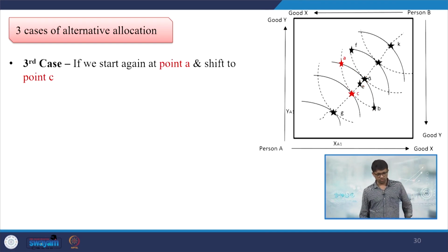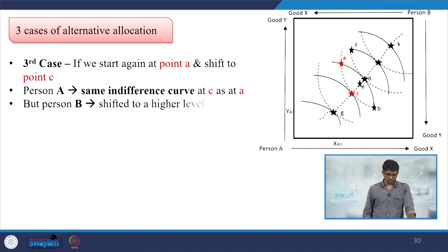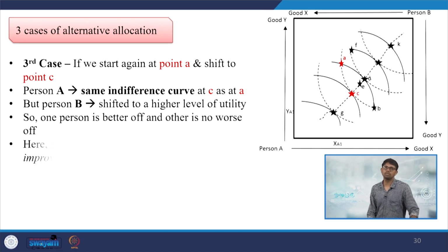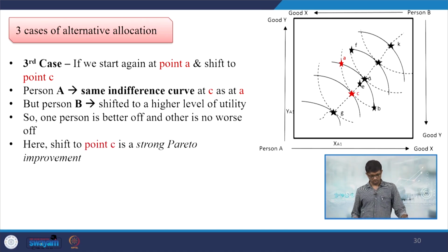On the third case, if you start again at point A and shift to point C, person A in the same indifference curve is at A, but person B will be shifted to a higher level of utility. Hence, person B will try to actually reach that level. So, to reach that level, one has to be at the losing end. One person is better off, that is person B is better off, and another is worse off. Here the shift to point C is called strong Pareto improvement.